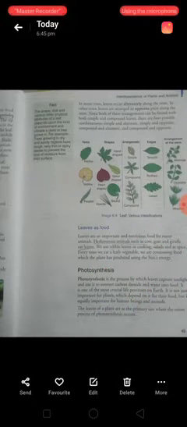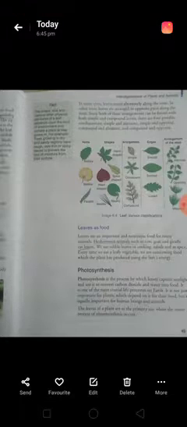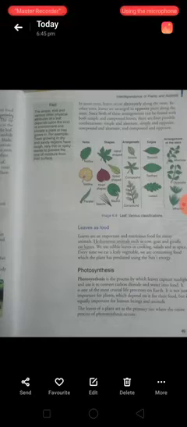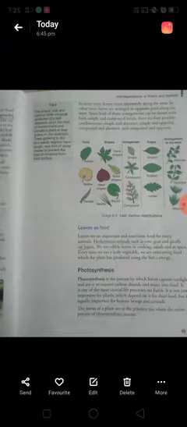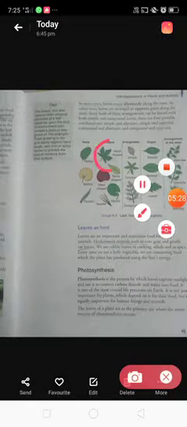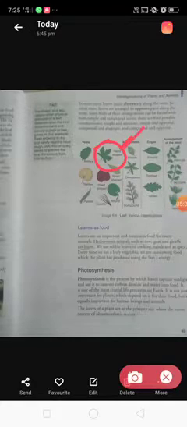Then see, one more example I want to cite. Have you seen the papaya tree? See the structure of the leaf of the papaya. This looks like a leaf of papaya. So they are different shapes and sizes of leaves. So this is all about leaves. Clear up to this? Now next come to photosynthesis.